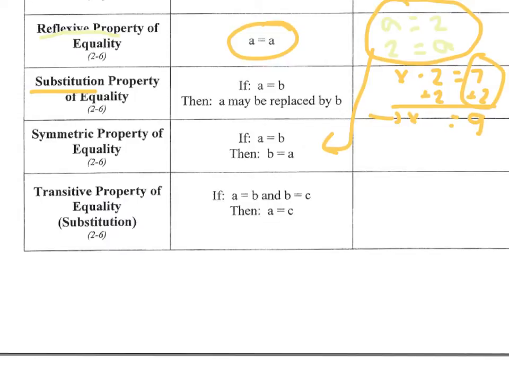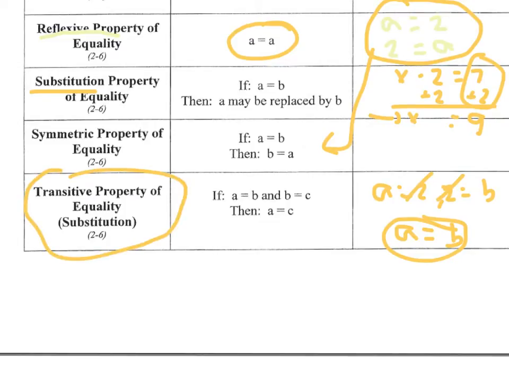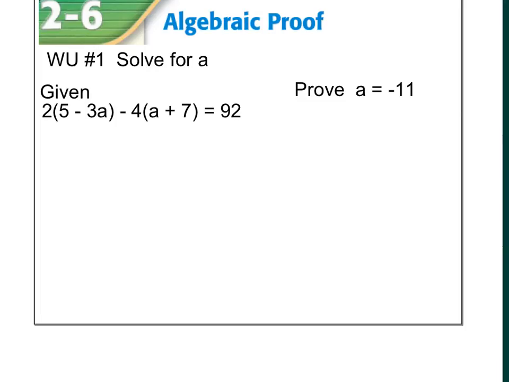Transitive property, if you have a equals 2 and 2 equals b, if they're both equal to 2, then you could say a is also equal to b. That's kind of like taking this middle guy and cutting it out like that. That's called the transitive property. That's going to be very important for a lot of proofs we do, so we'll cover that more in detail. So now you've got a rundown.